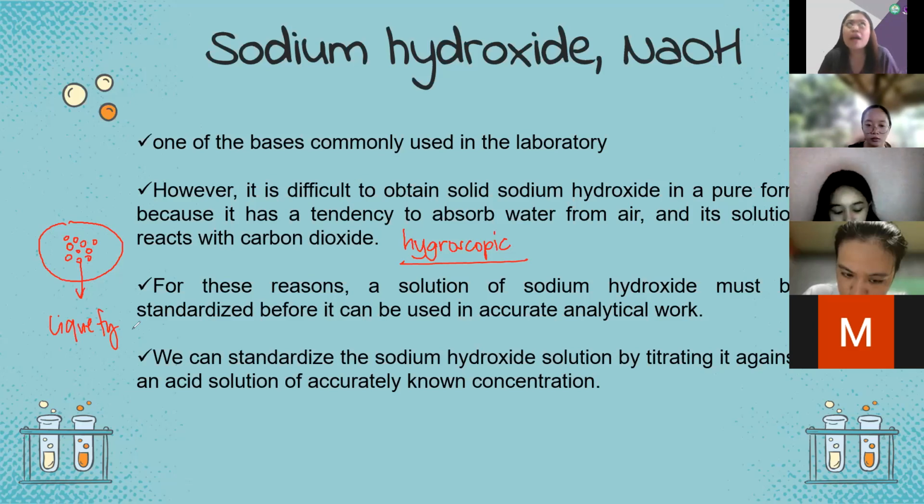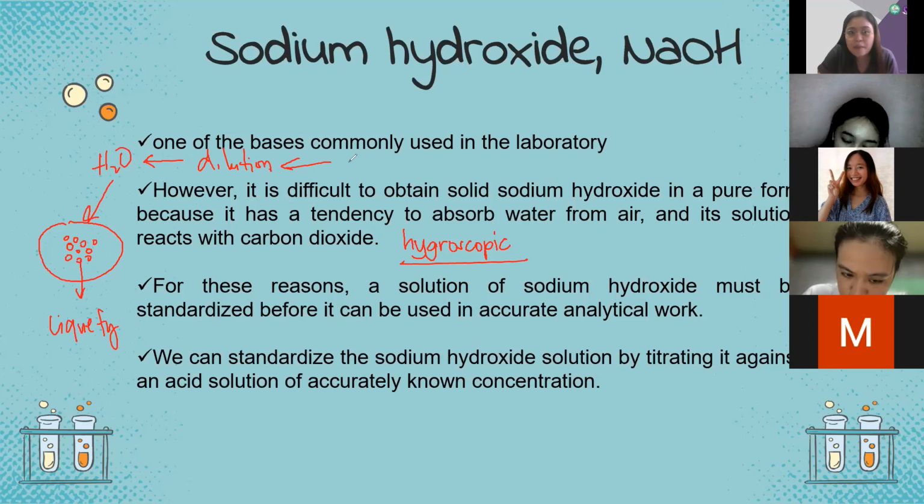And at the same time, sodium hydroxide is known to react with carbon dioxide also found in the air. So the sodium hydroxide that we use in the laboratory changes its concentration from time to time. Once it absorbs moisture from the air, water is added. And what does it mean when water is added? It's a dilution process. And when we say dilution, its concentration changes. So before using sodium hydroxide in any laboratory work, we have to standardize it first.